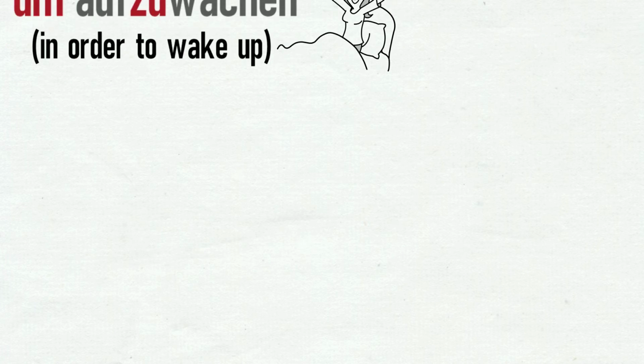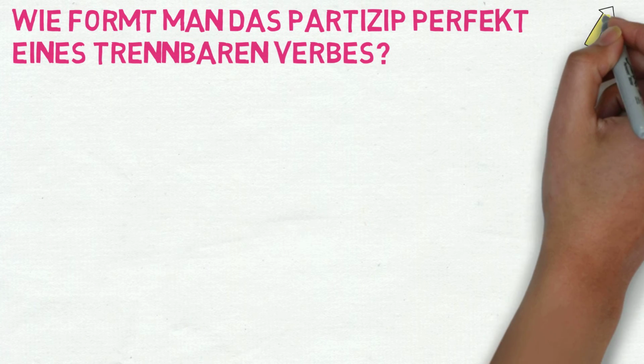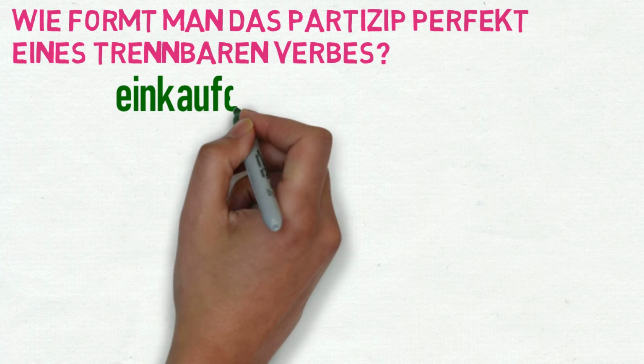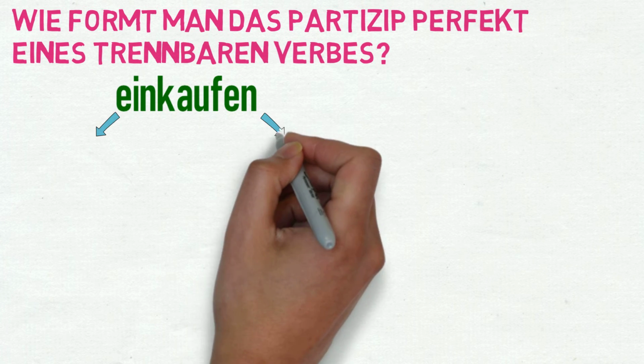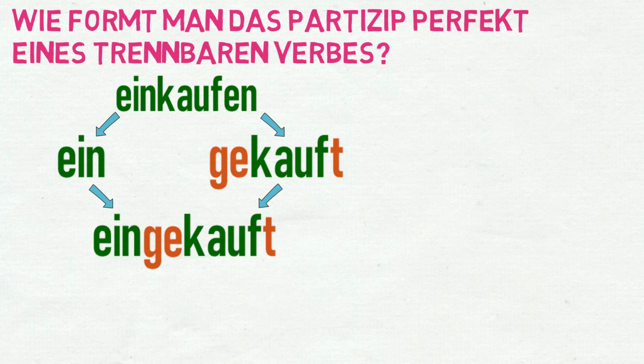Another important thing to understand is how to form a separable verb's past participle. If you haven't learnt about the perfect tense yet, it's a good idea to go back and watch that video by clicking the banner now. To form the past participle of a separable verb, we split the verb into separable prefix and verb. Let's look at einkaufen again. This separates into ein and kaufen. To make the past participle, we now get the past participle of the verb, which is gekauft, and the final step is to stick the prefix back onto the front. The past participle of einkaufen is therefore eingekauft.